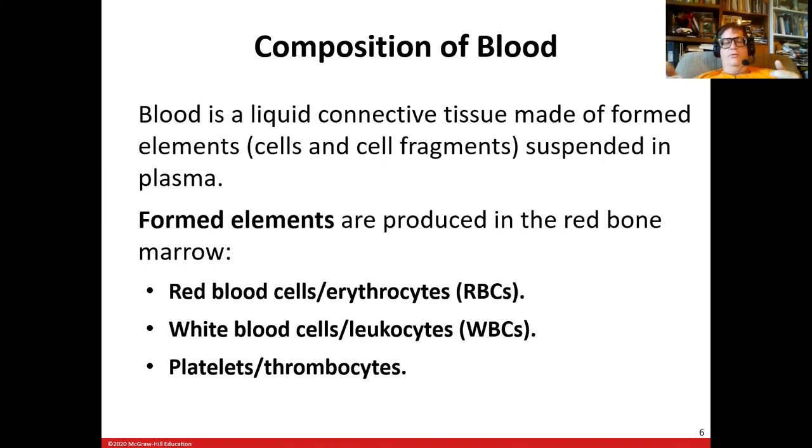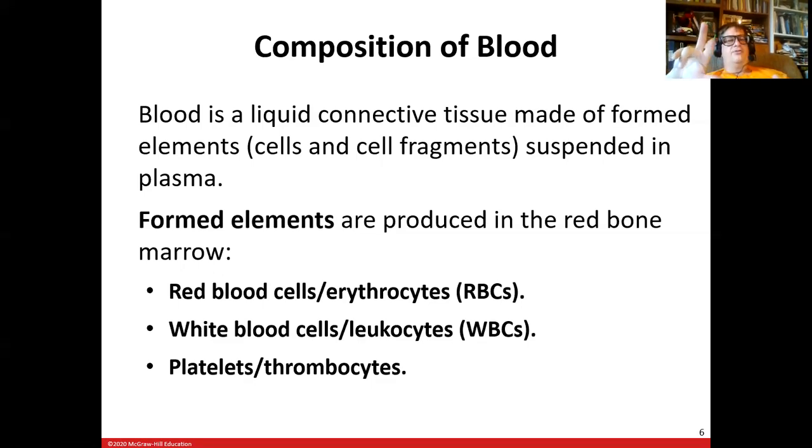And then all connective tissues have specialized cells. And of course, the blood has a ton of them. We're about to talk about them now. Anyway, to recap, all connective tissues have specialized cells, protein fibers, and a ground substance.